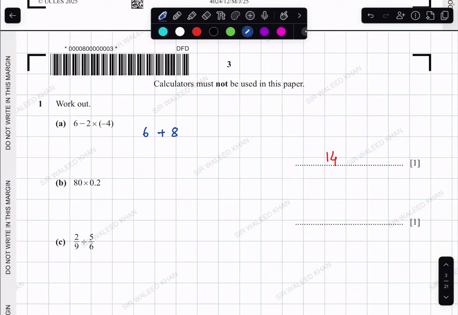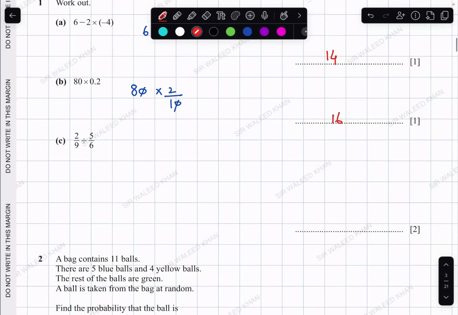80 times 0.2. So if you can just figure it out, just write the value. If you can't, convert it into a fraction like this and you can see it's 16. Next, 2 by 9, division sign changes into multiplication and we take a reciprocal of this. So we can cancel this out, simplify it. 2 times 3, 3 times 3. So we have 4 over 15.